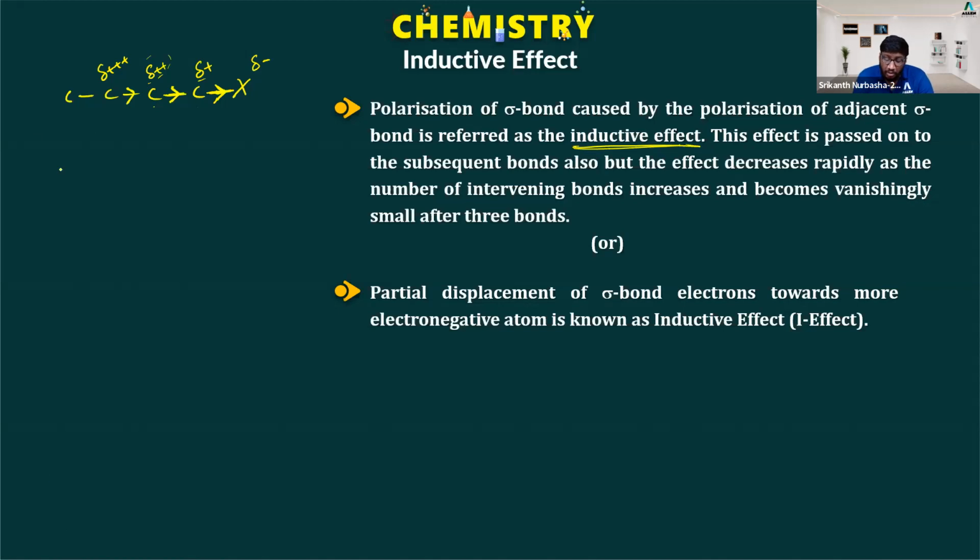So what is this? Partial displacement of sigma electrons. The sigma electron density is actually moving in the direction of the more electronegative atom. This is nothing but your inductive effect.